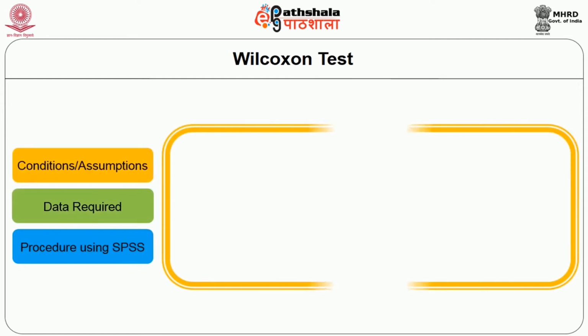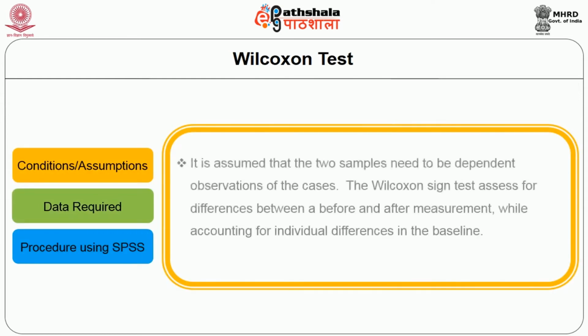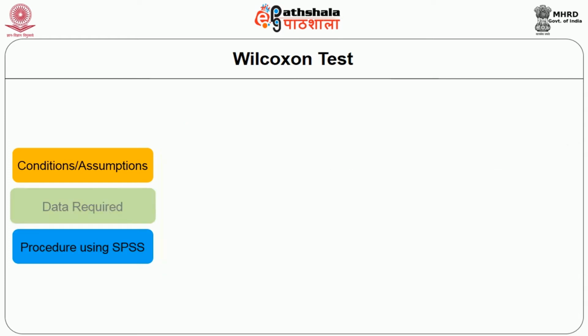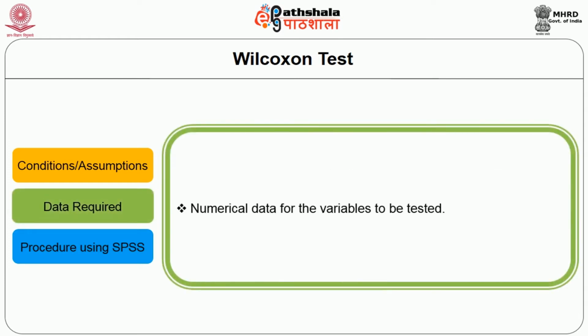Moving on to conditions or assumptions, it is assumed that the two samples need to be dependent observations of the cases. The Wilcoxon sign test assesses for differences between a before and after measurement, while accounting for individual differences in the baseline. The data is assumed to be numerical in nature. The data required for this test is numerical data for the variables to be tested.